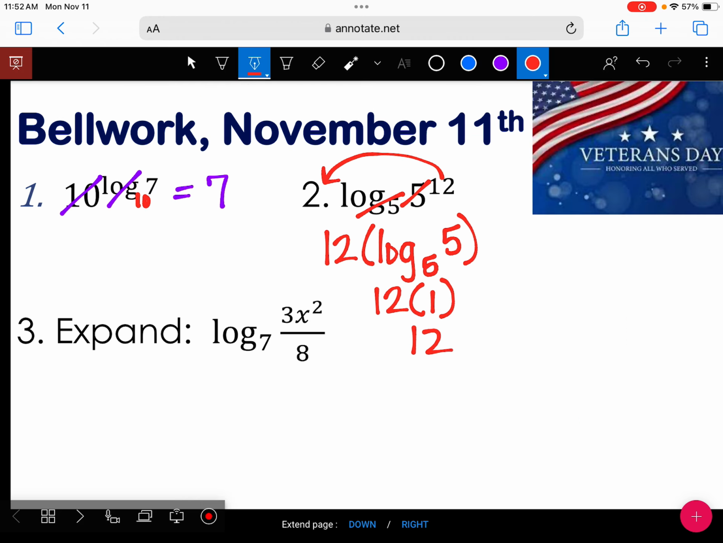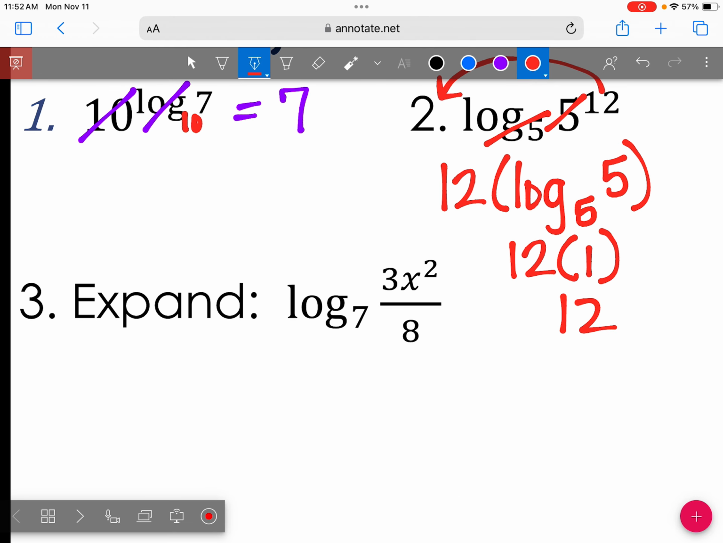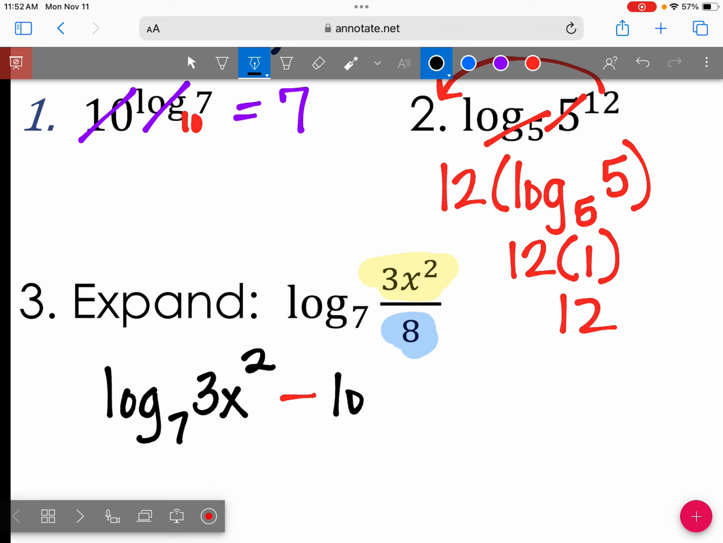All right, let's look at number 3, where you have to expand. The first thing you want to do when you're expanding is look for a fraction. If you have a fraction, how do you expand a fraction? With subtraction. So that's the first thing I'm going to do, is expand and put this minus the denominator. That's what I'm going to do first. So that would be log base 7 of 3x squared minus log base 7 of 8.